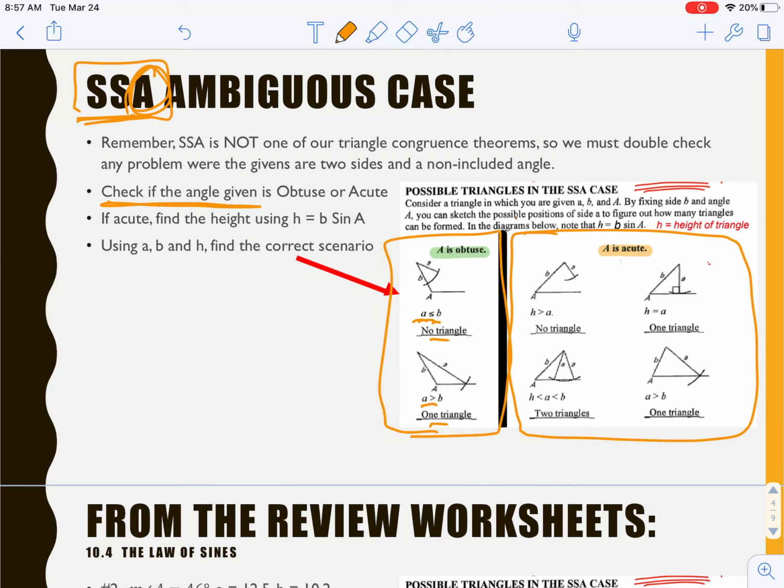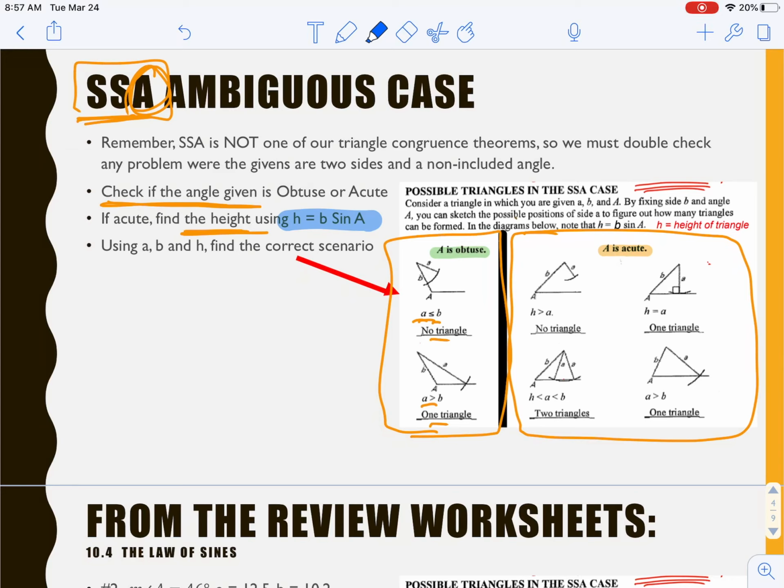If it is acute, we need to find the height of the triangle, and there's our equation. Height is equal to side B times the sine of A. And when you're looking at this, and we'll see it in an example, you can figure this out even if it's not an A or even if it's not a B. We'll see how we can figure that out, even if it's not matching up directly with A and B. But the idea is the sine of the angle you're given times the side that it is attached to.